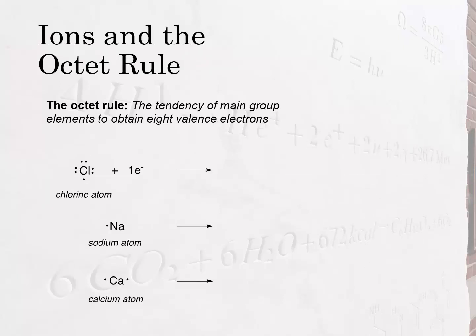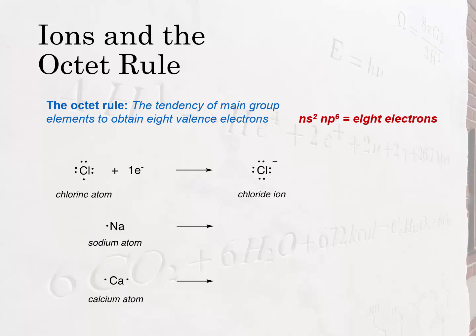A Lewis symbol is a convenient way to show the octet rule, which is the tendency of main group elements to obtain 8 valence electrons. What's so special about 8? It's the number required to fill a valence shell that has both an s and a p subshell, which is the case for most of the main group elements. Elements that form ions do so to achieve an octet.